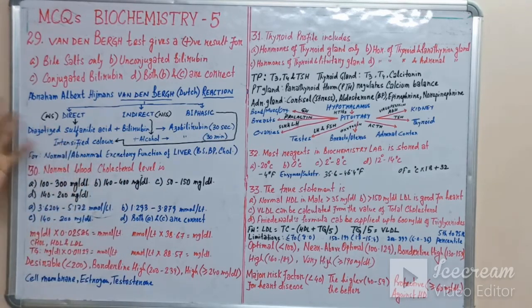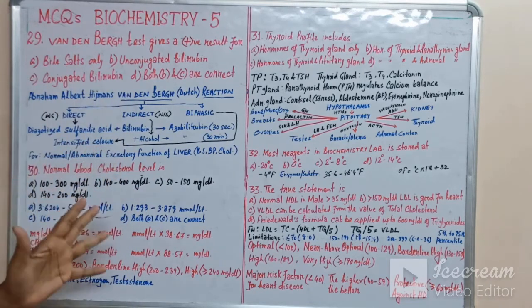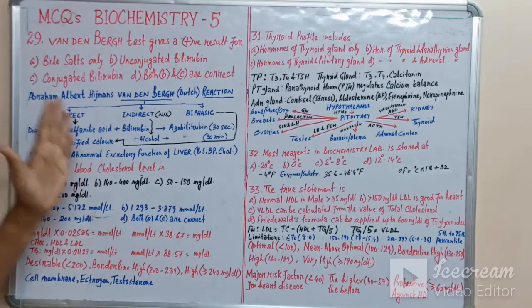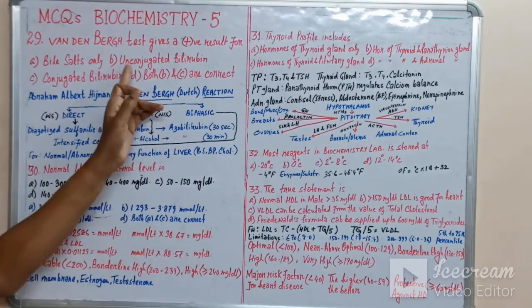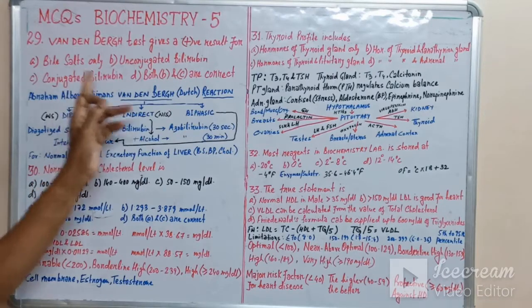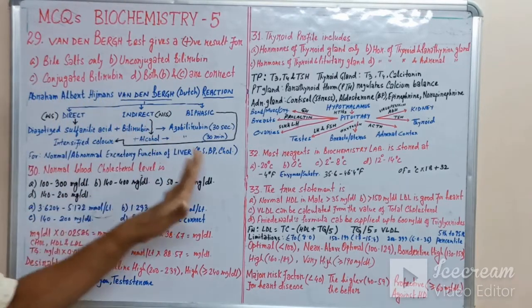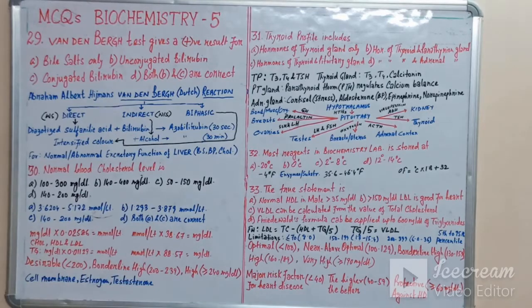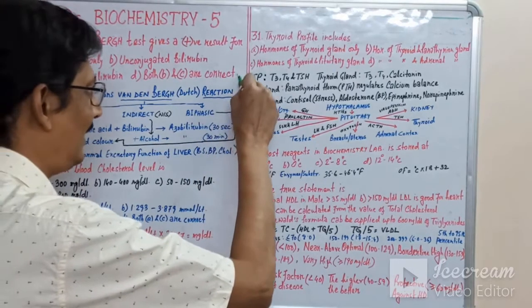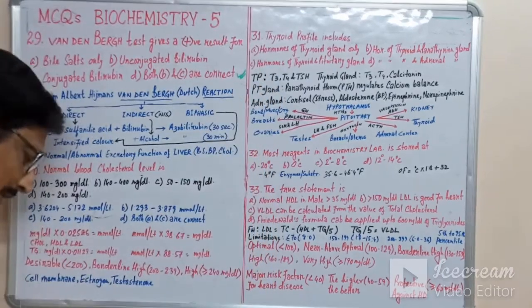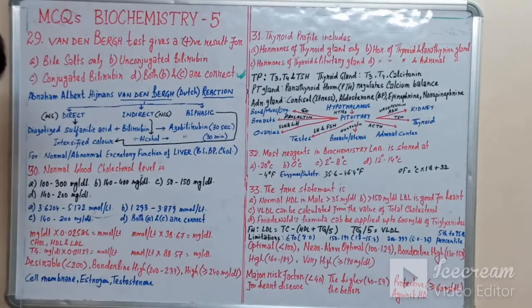So from this figure you conclude that it is applicable for both conjugated bilirubin and unconjugated bilirubin, and for the bile salts the Van den Bergh reaction is not applicable. So the right answer is D. In MCQs you have to answer with some detailed knowledge, like that.